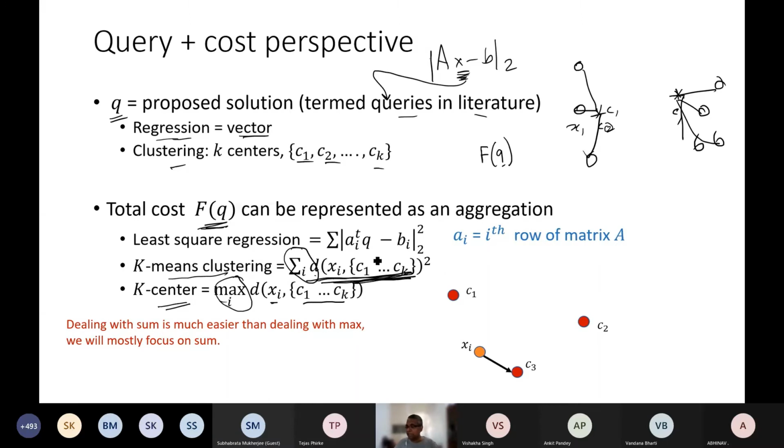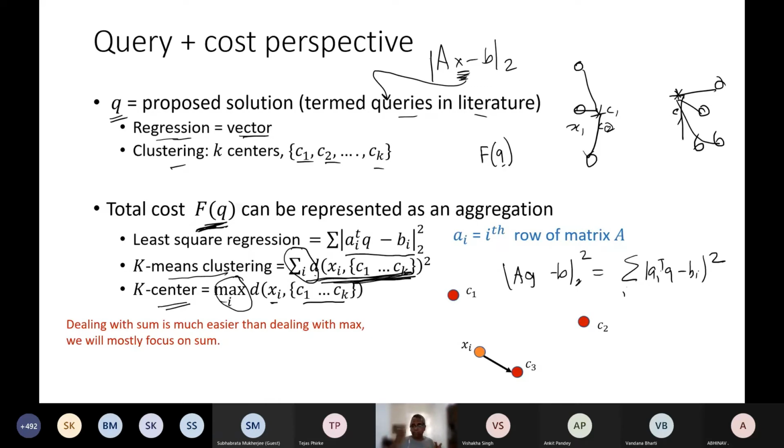So almost all clusterings, I should not say all, almost all clusterings, you can represent this way: you do the clustering, calculate the cost of every point for this clustering, and then sum up all the costs, take the max of the costs, or do some combination of the costs for all the points. This is my function capital F. And for regression, the regression is also easy. If you look at the 2-norm squared of AQ minus B, you can write it as the sum over all the rows of the 2-norm squared of AI transpose Q minus BI.